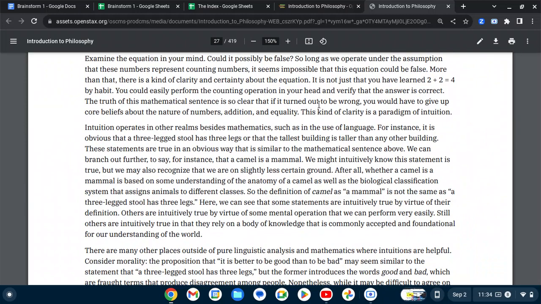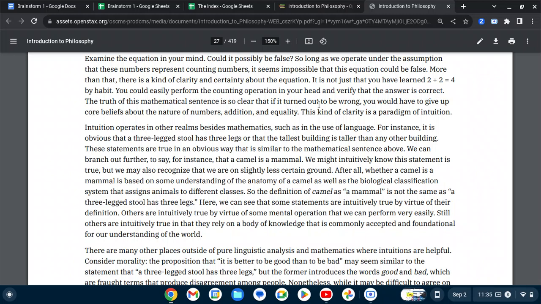Could it possibly be false? So long as we operate under the assumption that these numbers represent counting numbers, it seems impossible that this equation could be false. More than that, there is a kind of clarity and certainty about the equation. It is not just that you have learned 2 plus 2 equals 4 by habit.